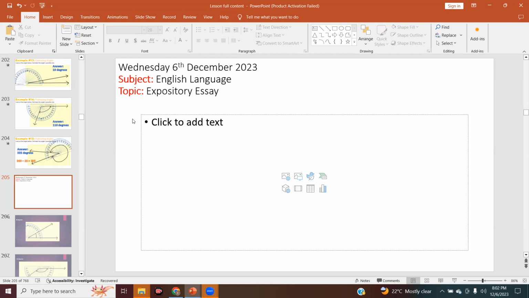What do we mean by expository essay? To explain. Say it again. To explain. Who said that? Thompson. Yes, very good. Expository essays explain. So, narrative essay tells a story. Persuasive essays convince. Descriptive essays describe. But expository essays explain. So that's basically the idea of it.